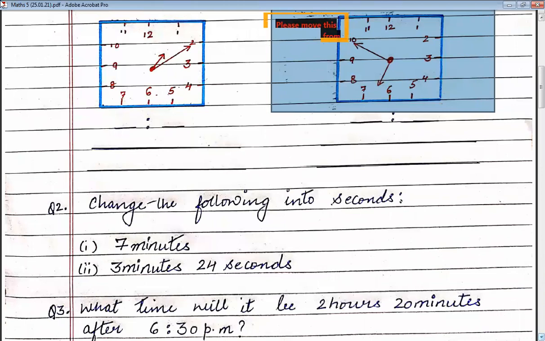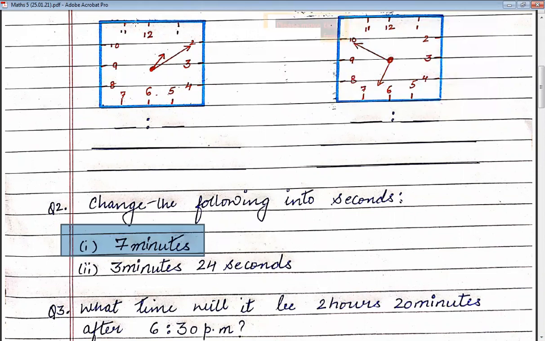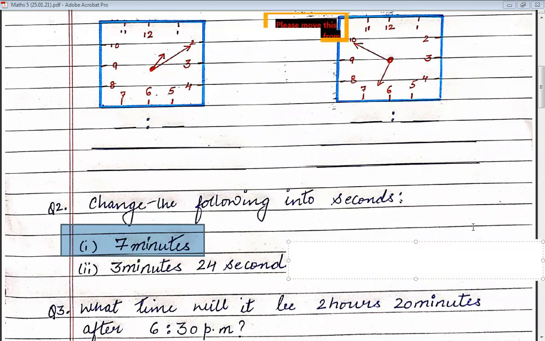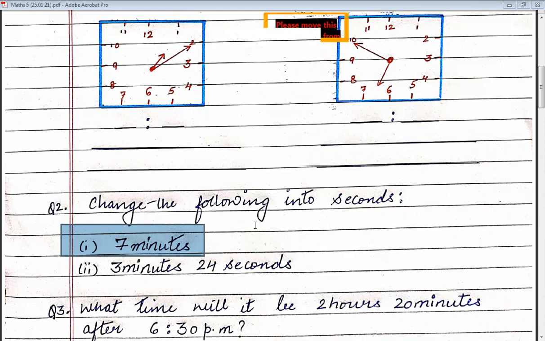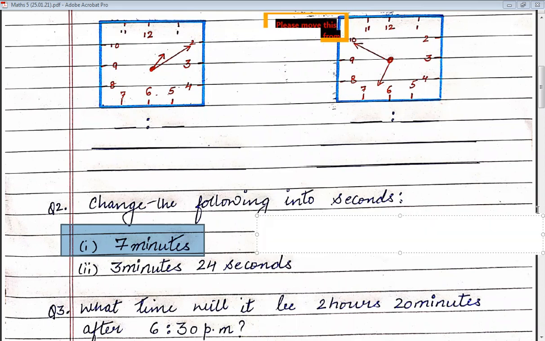Now let's move on to our question number 2, that is convert the following. Now children, the first one is 7 minutes. You have to convert this into second. Children, do you remember the relation of minutes and second? 1 minute is equal to 60 seconds. So it means here you have to multiply 7 with 60.